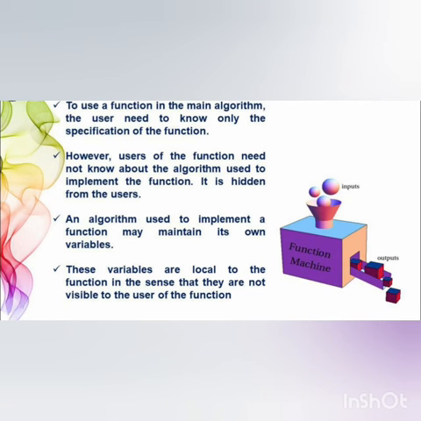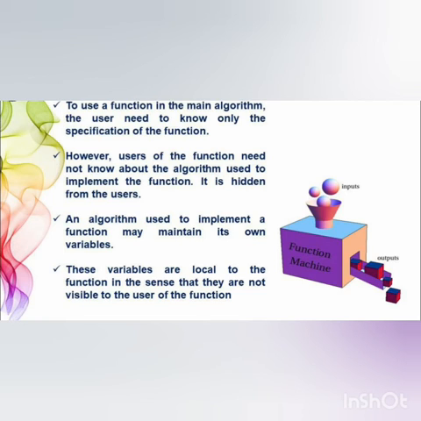So, to use a function in the main algorithm, the user needs to know only the specification of the function. Here, the user need not know how the problem is solved. The user needs to know only the name of the function, the input property and the input-output relation. Then the user must ensure that the inputs passed to the function satisfy the specified property, and also the user can assume that the outputs from each function satisfy the input-output relation.